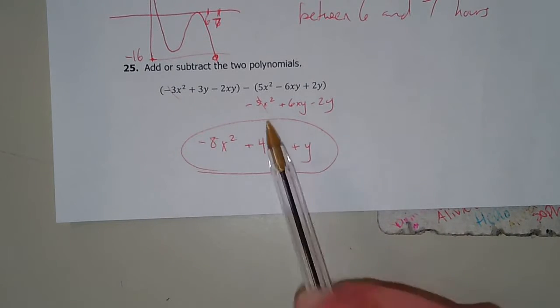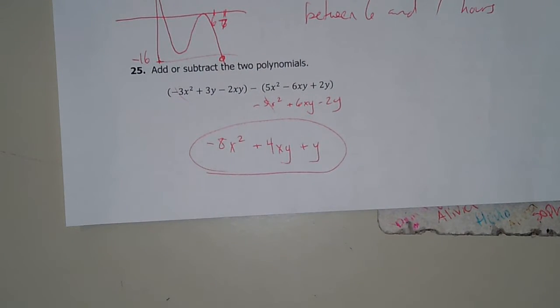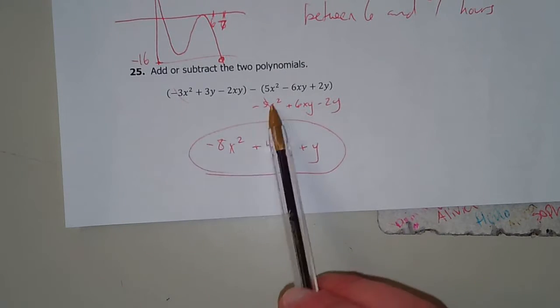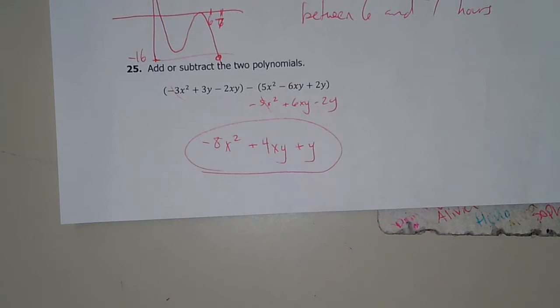Subtraction problem. Make sure you distribute this negative to all the terms afterwards, and then combine any like ones. So, like your x squared terms combine, your two xy terms combine, your two y terms combine to get you to there. So keep it in standard form, and then combine any like terms.